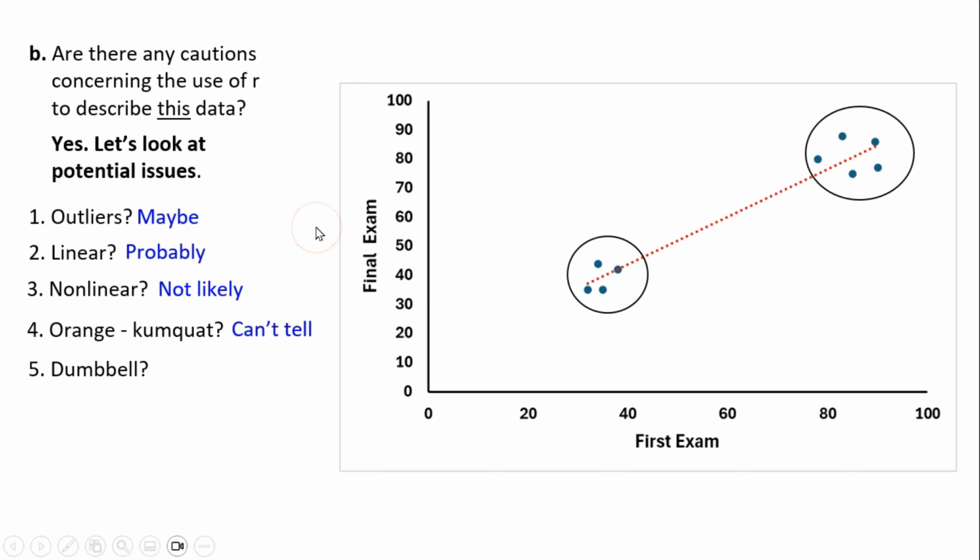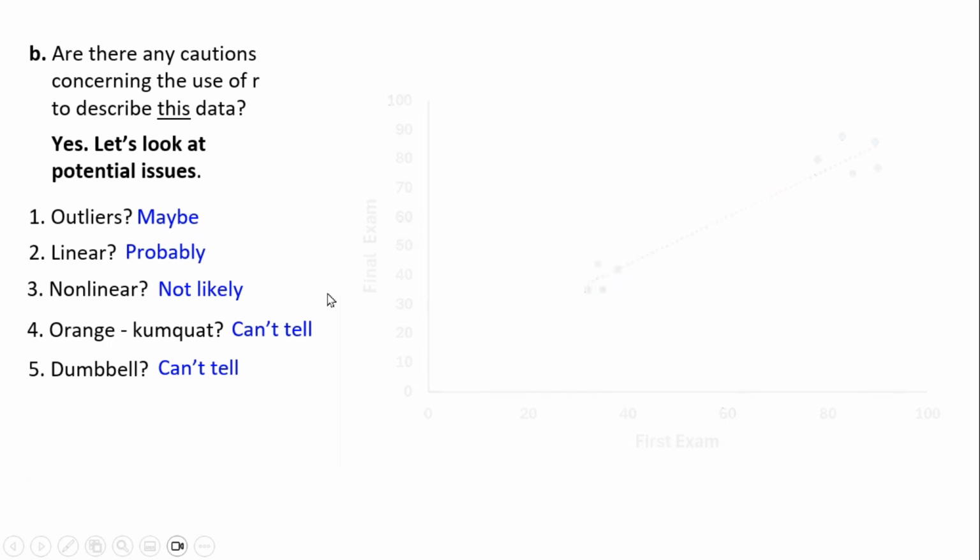Would we have this? You can't really tell. I doubt it, again, because it's a test, so there's probably people who scored in the center. And so I'm going to go with can't tell on the dumbbell phenomenon.